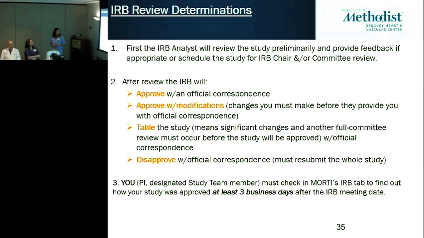It's true. And then also in Morty, you can go back in and check. Give them at least 3 business days after you know that the IRB has met. Give them a little time to turn that around and get that information back into Morty. Okay.